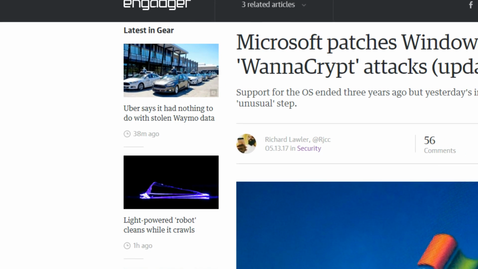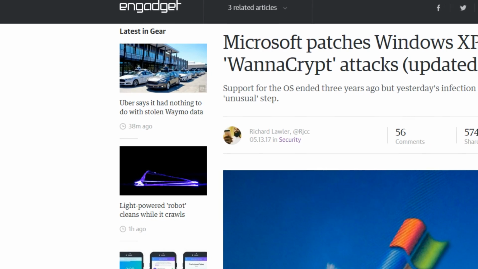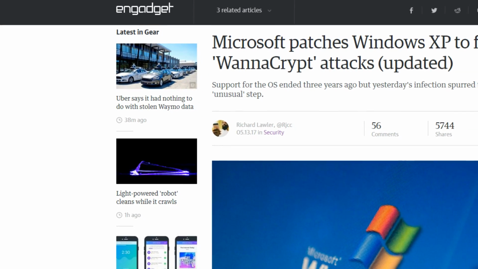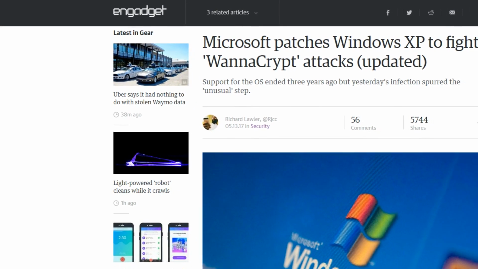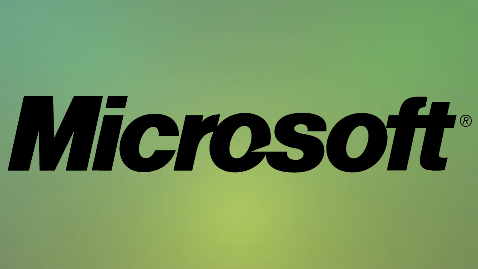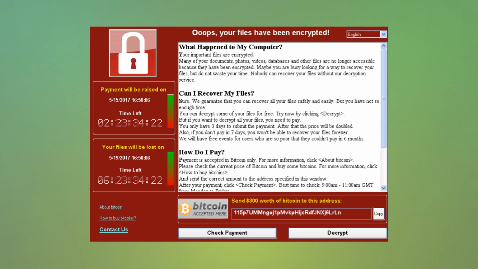Just about a month ago, Microsoft went against its official decision to end support for Windows XP, and released a patch to help stop the spread of the ransomware WannaCrypt. Kind of a strange move, considering it's the first update to the OS in over 3 years, but certainly admirable in that they could have easily not made a patch at all and left many computers vulnerable.